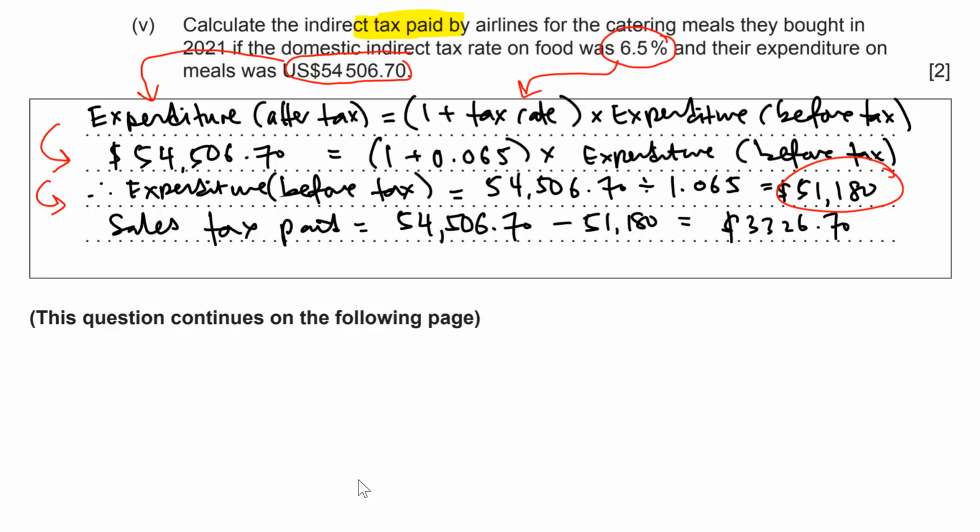The question is asking us to figure out the total amount of tax that is being paid. So the sales tax paid is simply how much we paid after tax minus what we would have paid before tax. Assuming that no tax exists, we would have paid 51,180. After tax, we're paying 54,506. So the difference between those two is $3,326.70, and that is the total amount of tax that we've paid on this particular thing. All good? Excellent. Let's move on.